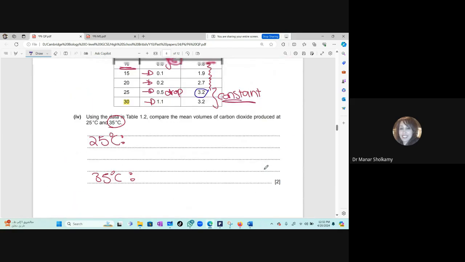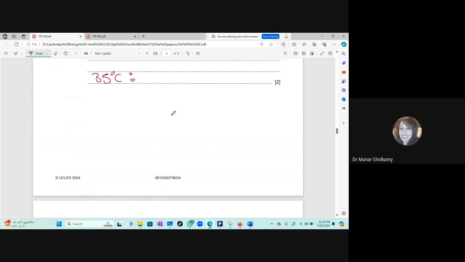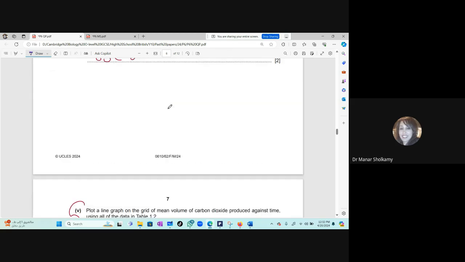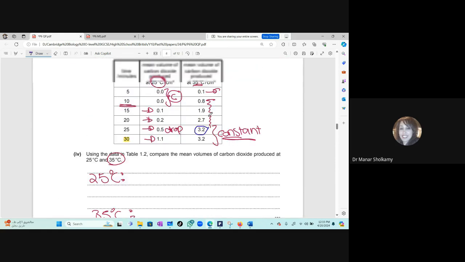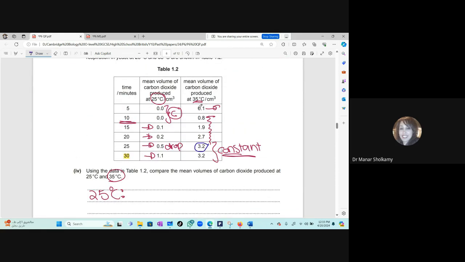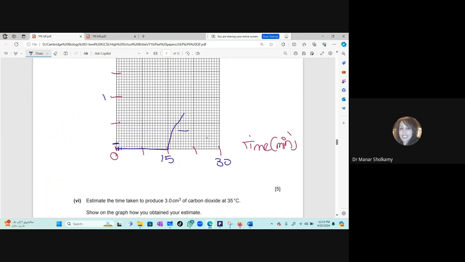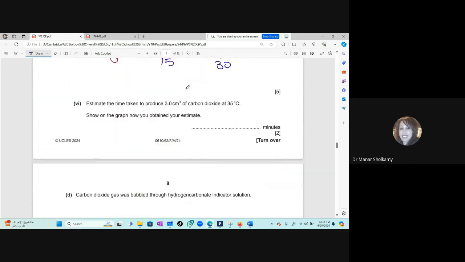Of course, it's very obvious that with time, the mean volume of carbon dioxide will increase. So in the first graph, the 25 degrees, it will remain constant and it will start increasing at 15. So I expect it to look something like this. In the second graph, it will increase immediately from the first 5 minutes, and it will keep on increasing. It will look something like this. So please do it and send me your final graphs.